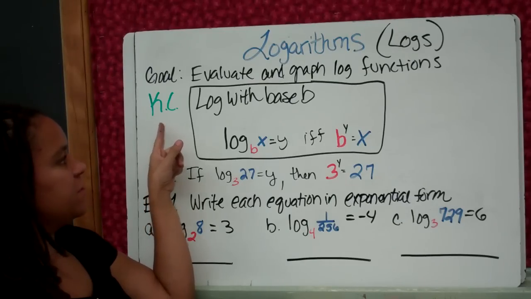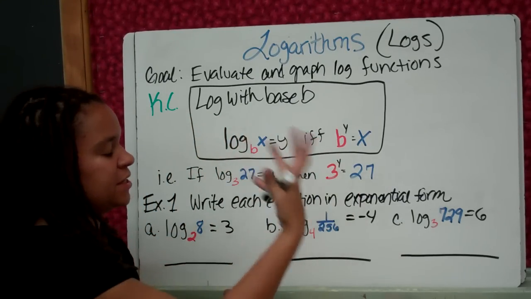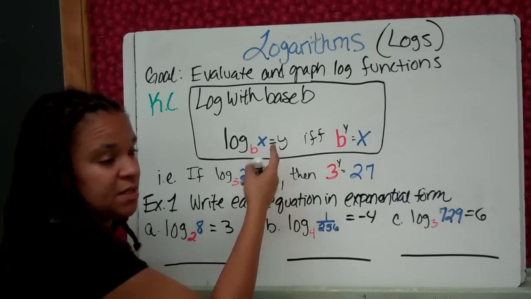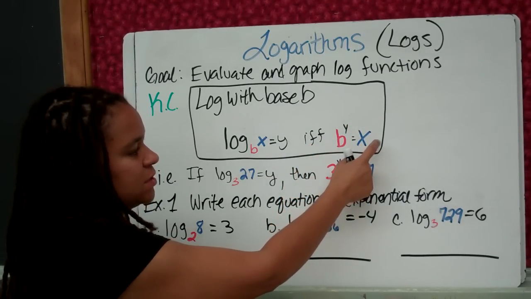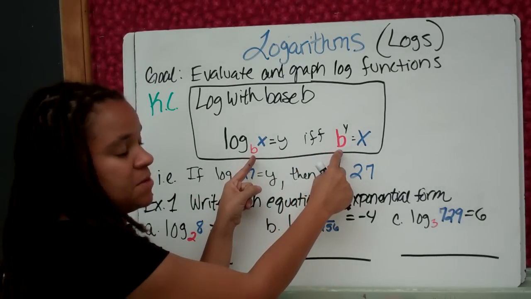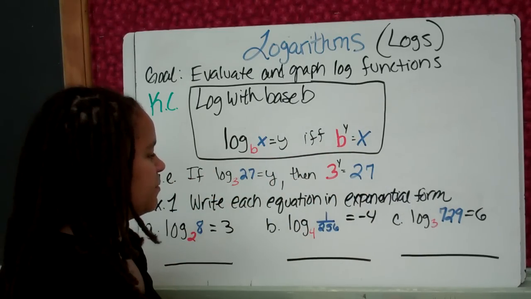The key concept here, log with base b. This is the definition. Log base b of x equals y. That's how we read it. If and only if b to the y equals x. So I've written them in these colors so you can see b is always the base and x is the main number. Y is the exponent.